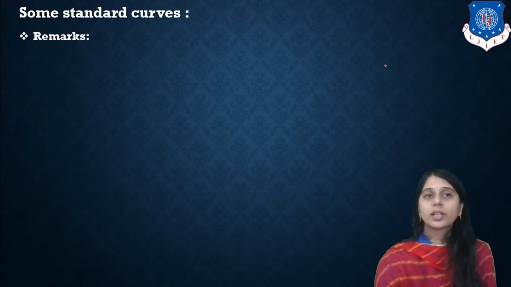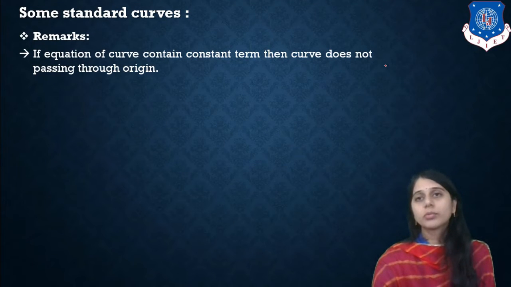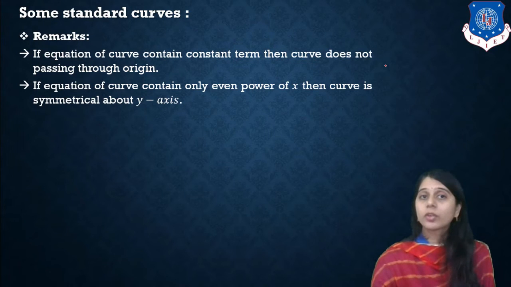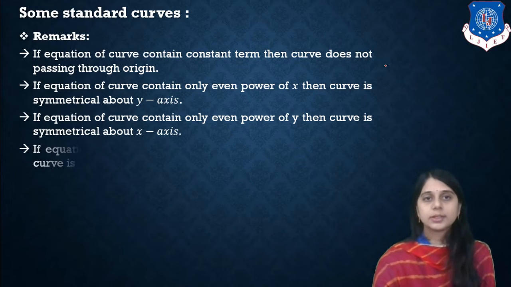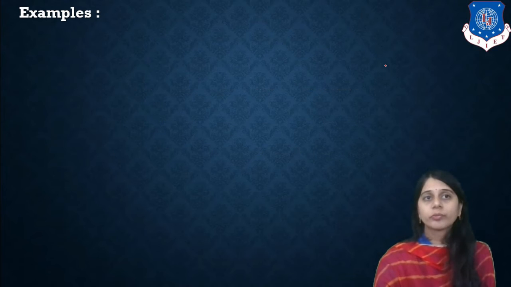Some standard curve remarks: if the equation of the curve contains a constant term, then the curve does not pass through the origin. If the equation contains only even powers of x, then the curve is symmetric about the y-axis. If it contains only even powers of y, then the curve is symmetric about the x-axis. If it contains even powers of both x and y, then the curve is symmetric about both axes.